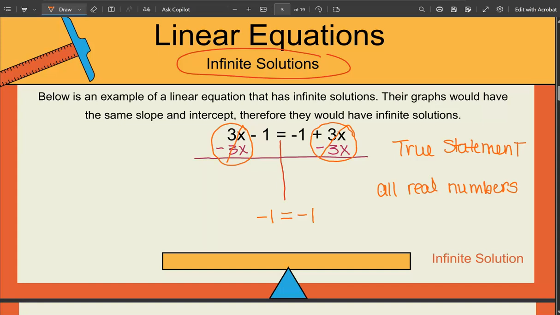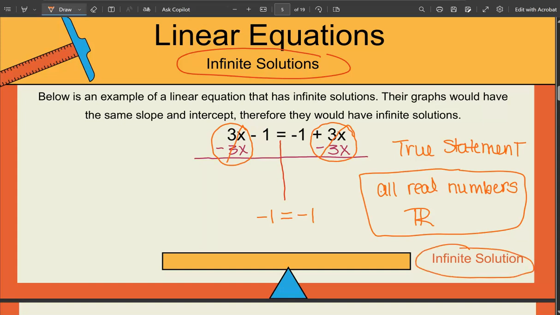And there's a little shortcut that you can do for that. You can write this symbol. It's just a double R is all it really is. And that's an infinite number of solutions. So either one of those. You could even write infinite number of solutions.